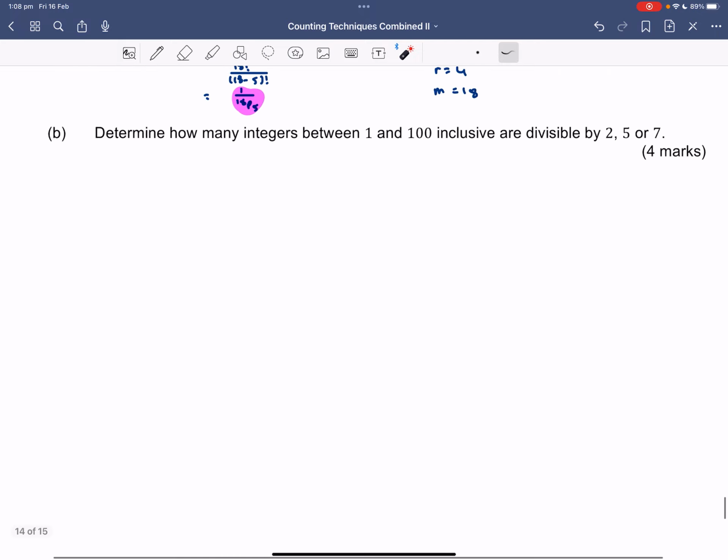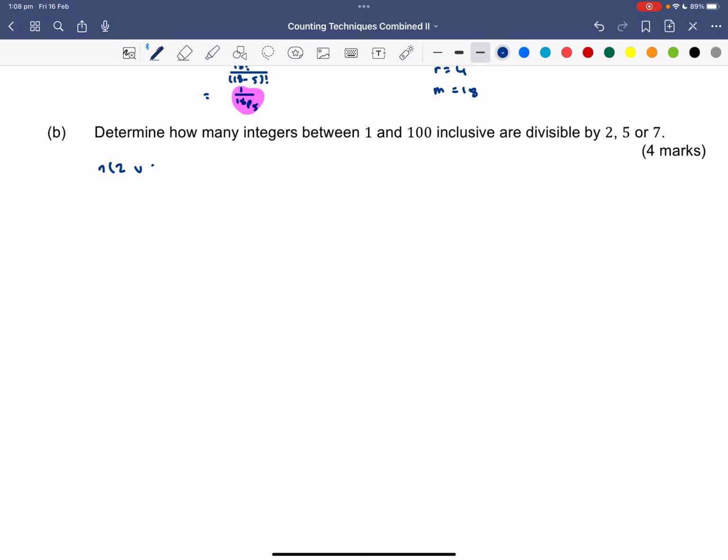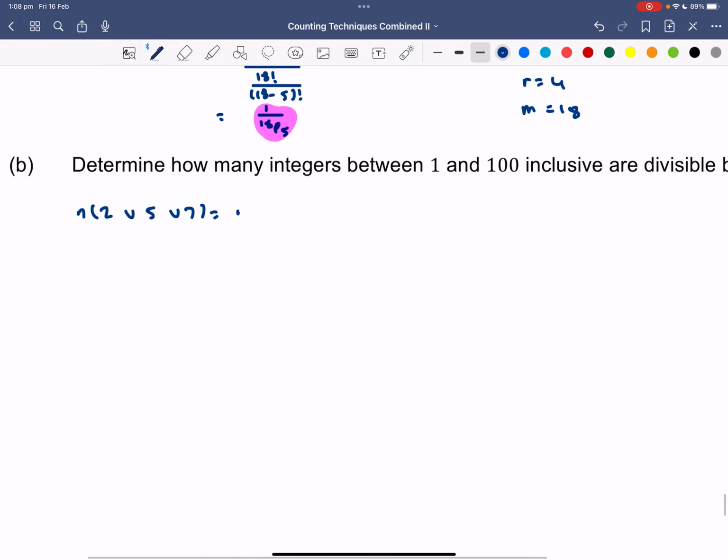Number of integers between 1 and 100 that are divisible by 2, 5, or 7. So we just do the numbers divisible by 2, or 5, or 7, minus the numbers divisible by 2 and 5, which is 10, 2 and 7, which is 14, and 5 and 7, which is 35. Remember, you do floor, but if your teachers are not picky, you don't have to write the phrase floor.